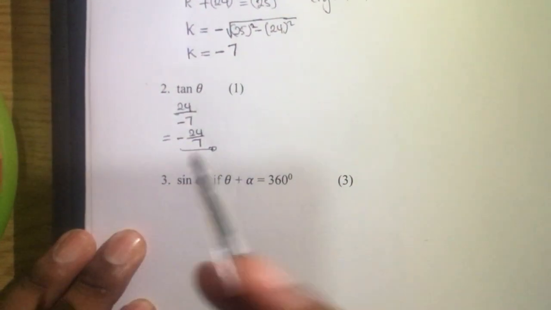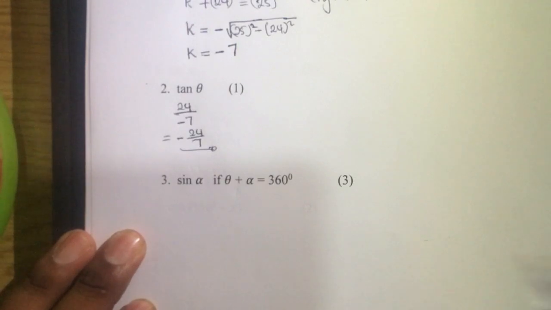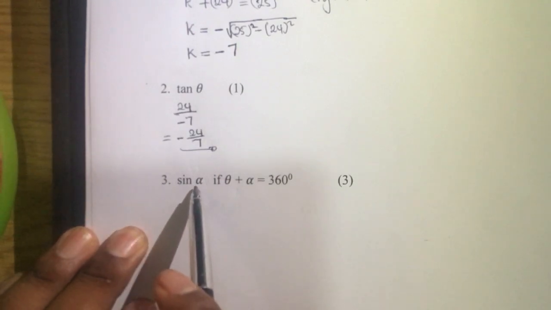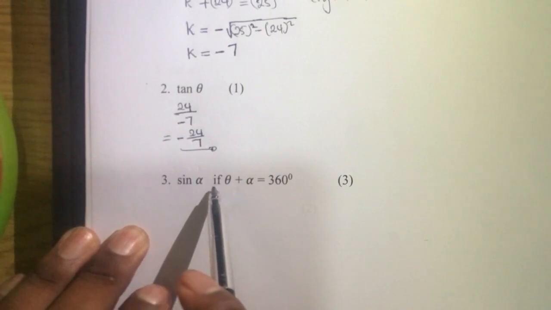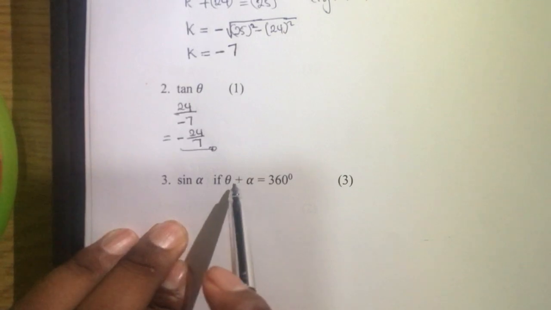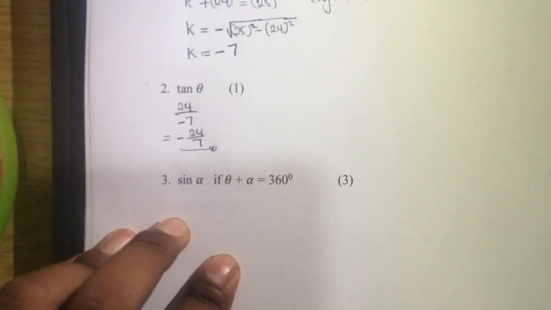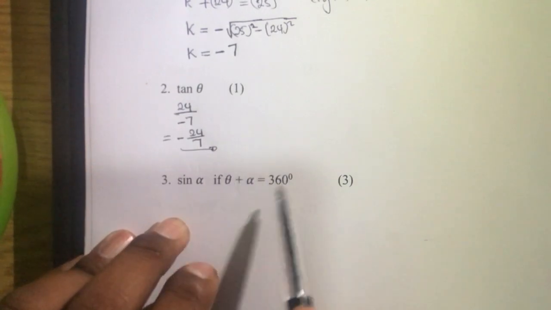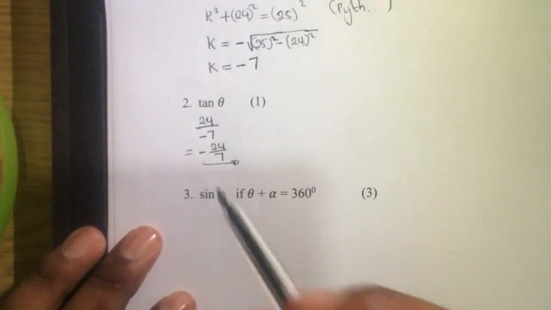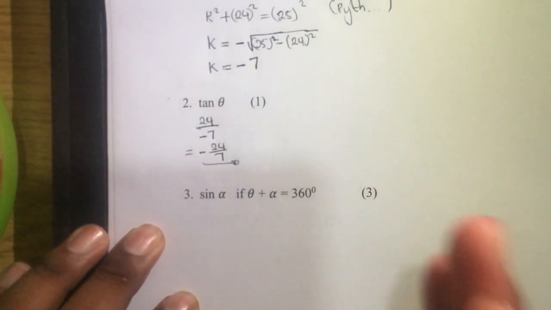Then let's complete the question in example 2 by looking at this type of question. They say, number 3, find sine alpha if theta plus alpha is equal to 360 degrees, as you can see. So how are we going to do that? How are we going to attack this question?